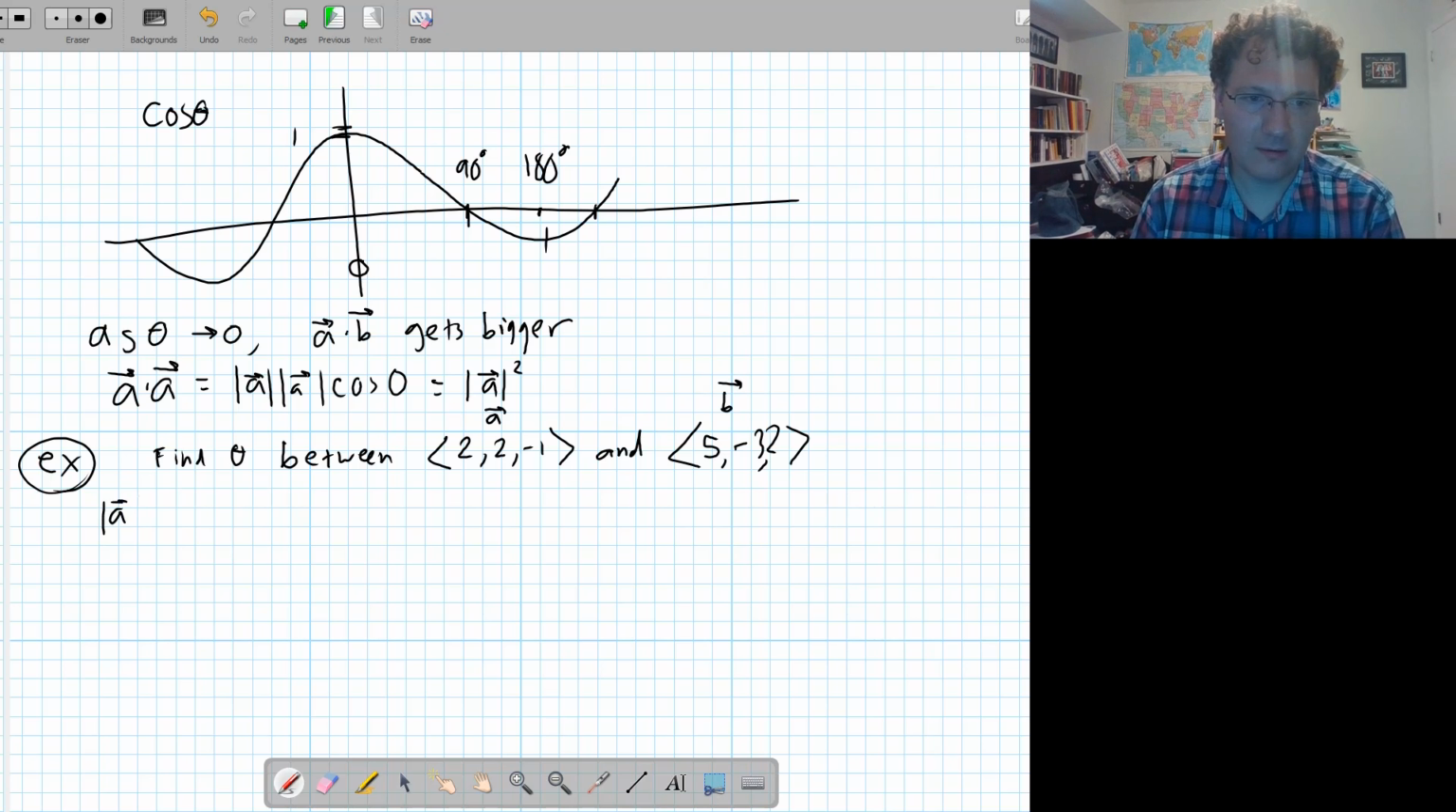The magnitude of A is going to be the square root of 4 plus 4 plus 1. That's the first component squared. Oh, I'm on eraser mode.